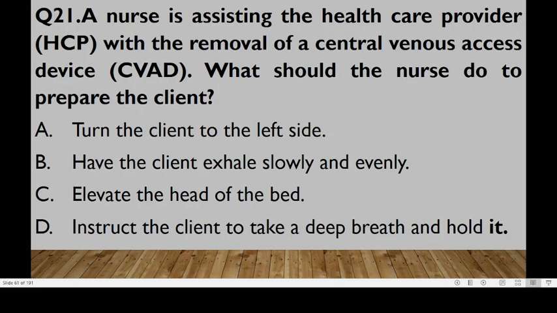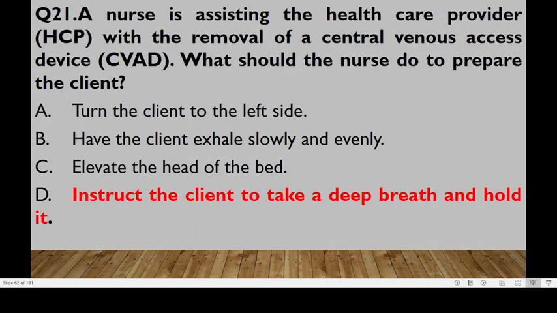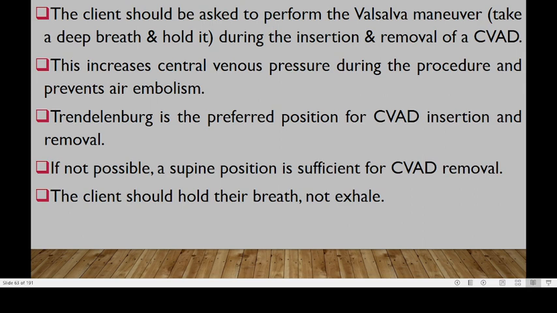A nurse is assisting the healthcare provider with the removal of the central venous access device, CVAD. What should the nurse do to prepare the client? You need to instruct the client to take a deep breath and hold it, right? So the client has to perform the Valsalva maneuver during the insertion and removal of this CVAD. This increases central venous pressure during the process and prevents air embolism.